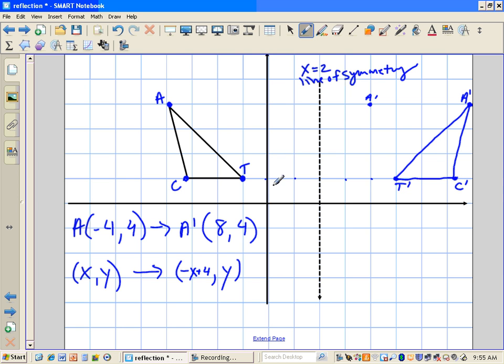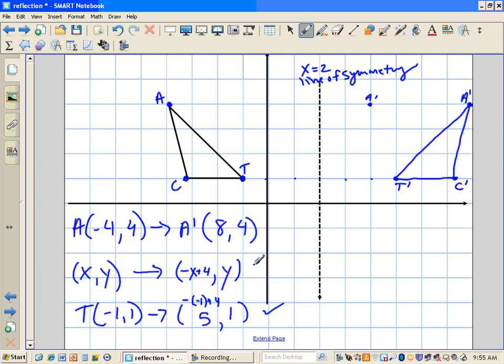Let's just double check that with T. T is at (-1, 1). If we follow the rule, the y stays the same, 1. The negative 1 is going to become positive 1, right? Negative of negative 1, which our x was, plus 4, becomes positive 1 plus 4, which is 5. And here it is, (5, 1). So that works. Awesome.